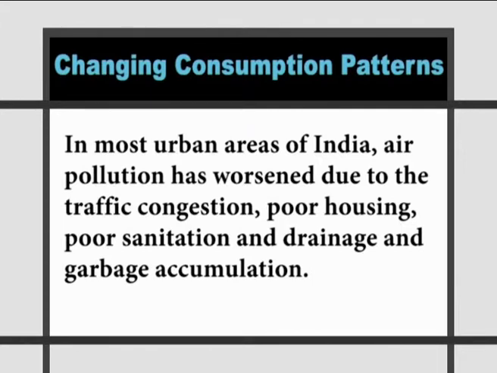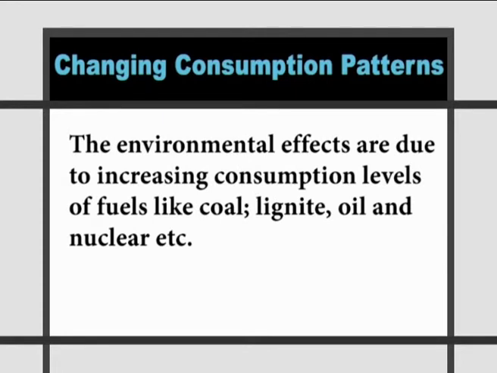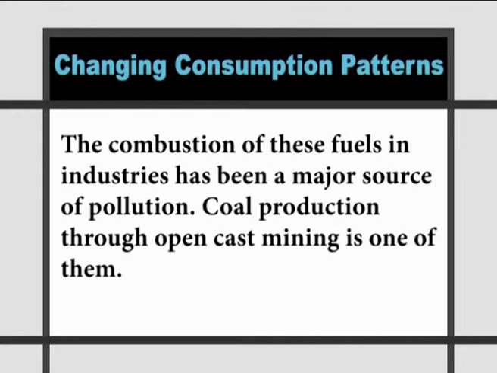In most urban areas of India, air pollution has worsened due to traffic congestion, poor housing, poor sanitation, drainage and garbage accumulation. The environmental effects of fuels like oil and petroleum products are of growing concern owing to increasing consumption levels of fuels like coal, lignite, oil, and nuclear, etc. The combustion of these fuels in industries has been a major source of pollution. Coal production through open cast mining is one of them.